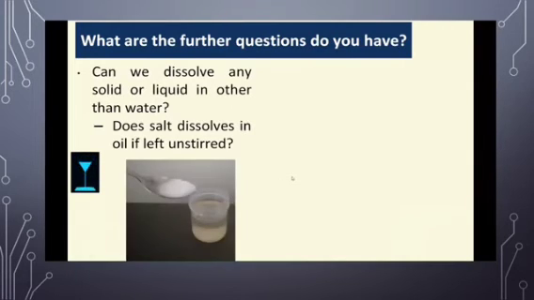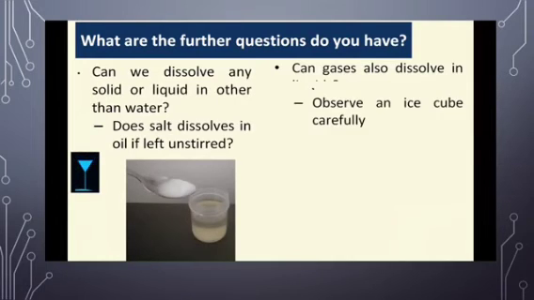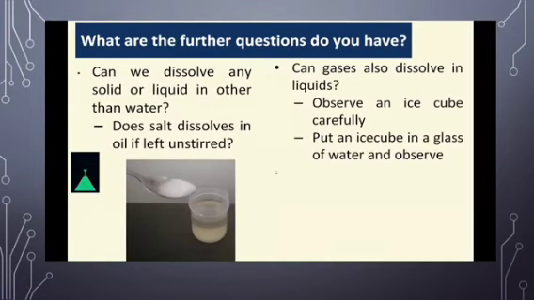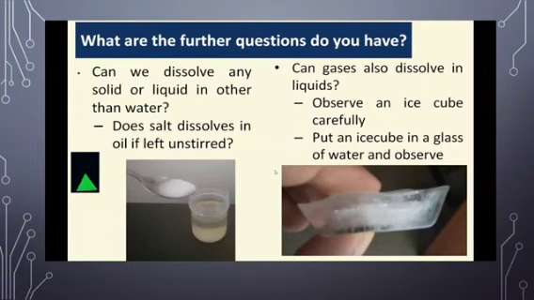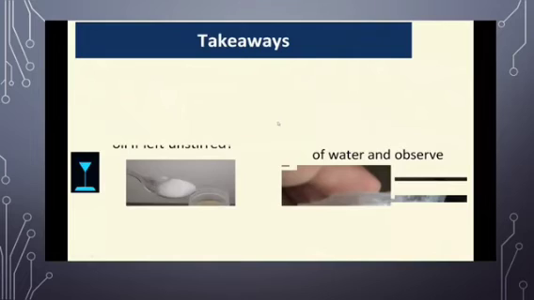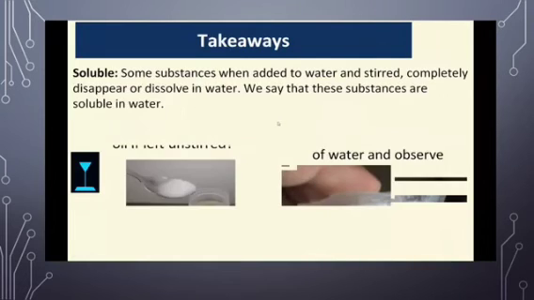Yeah, we are not going to conduct this here, but you can conduct and explore whether it dissolves or not in oil. Another question was, can gases also dissolve in liquids? For this, you can observe an ice cube carefully and put that ice cube in a glass of water and observe what happens. Probably this observation might help you answer this question. Now, what are the takeaways?